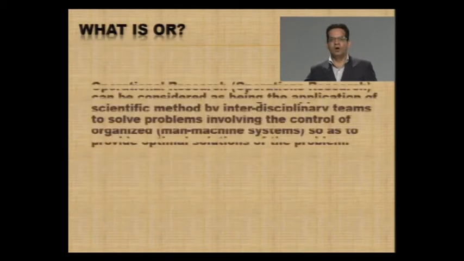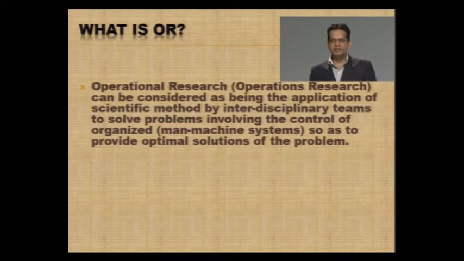What is OR? OR or operation research, sometimes we call it operational research, and sometimes operations research, can be considered as the application of scientific method by an interdisciplinary team approach to solve problems involving man-machine organized systems so as to provide the optimal solution of the problem. So OR is a scientific method used for man-machine systems so that we can find the optimal or best solution of the problem.